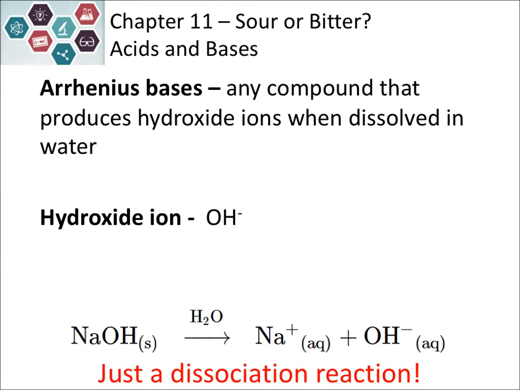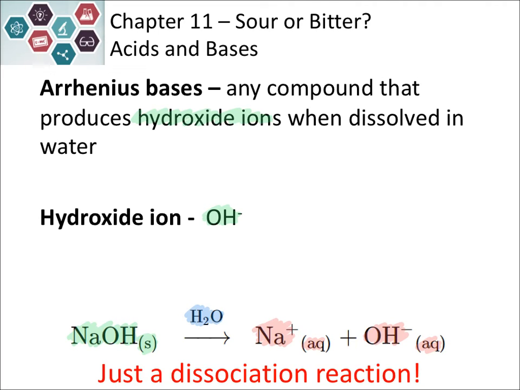For your Arrhenius bases, these are going to be any compound that produces hydroxide ions whenever you dissolve them in water. Hydroxide ion we have seen before, OH with a -1 charge. It was one of our polyatomics. So here's an example of an Arrhenius base reaction. We have our sodium hydroxide, which is a base. These will always start off as a solid. Then we place them in water, and we make sodium ions, Na+, and hydroxide ions. Both of these are considered aqueous.